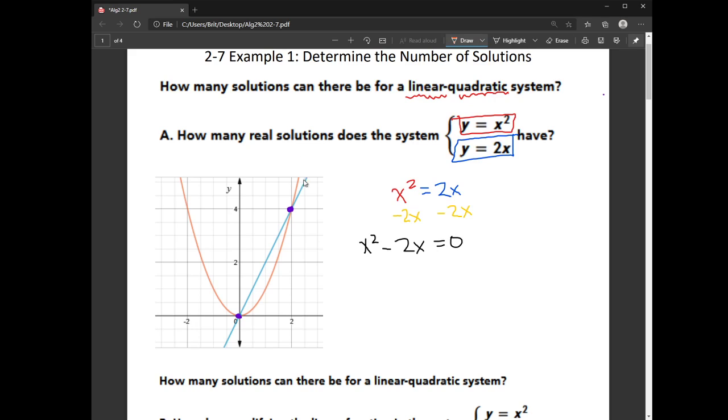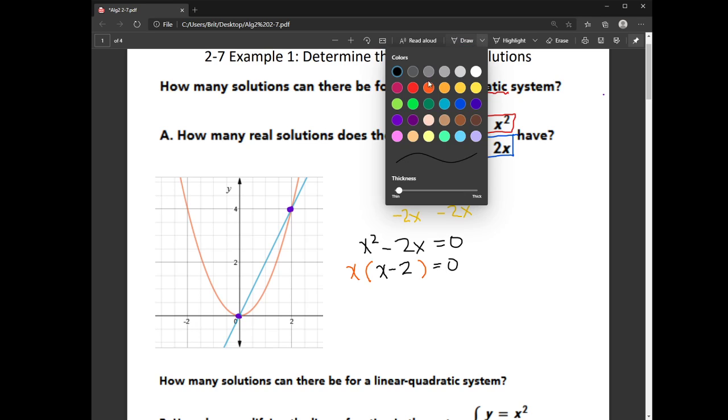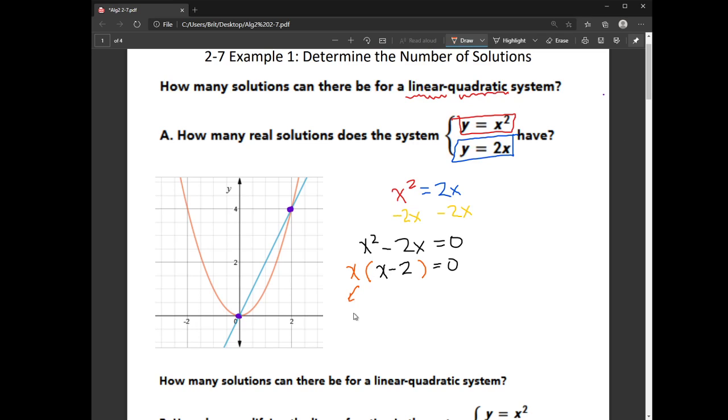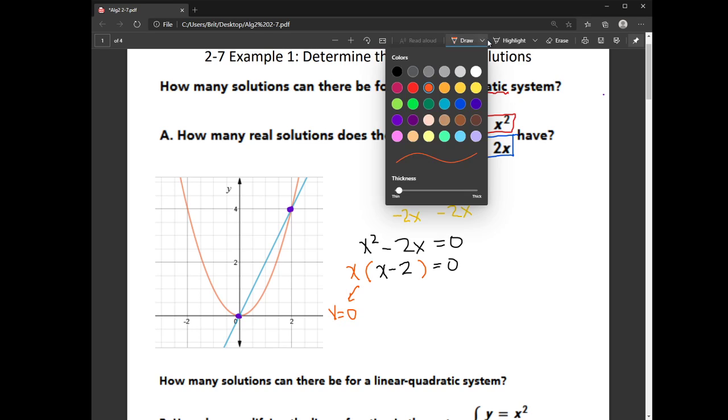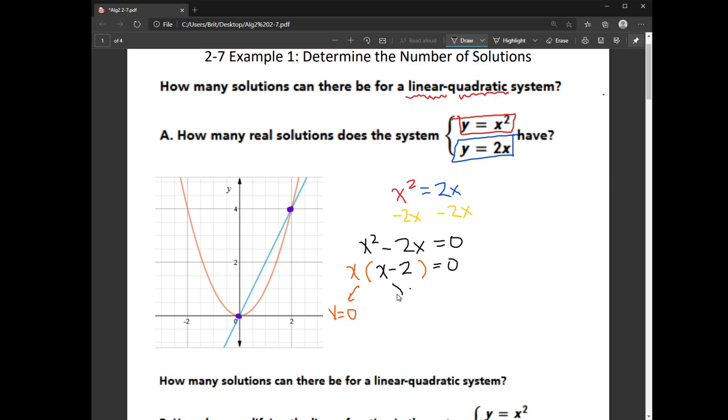Now if I'm missing a c term, the easiest way to factor this is to factor out what's called the greatest common factor. So I'm going to look for the biggest value between x squared and negative 2x that I can factor out. In this case it's just an x. So here I get x times x minus 2 is equal to 0. Now if I use my zero product property, I can take each of these factors, the x and x minus 2, and set them equal to 0. And if I solve that out, I get x equals 0 and x equals 2.